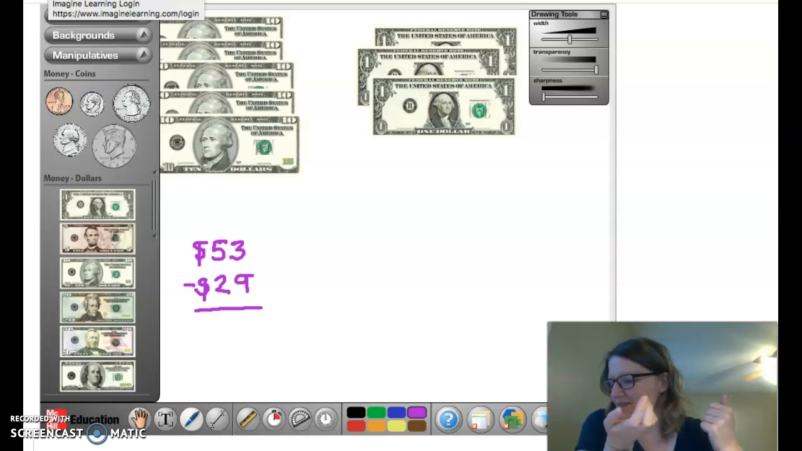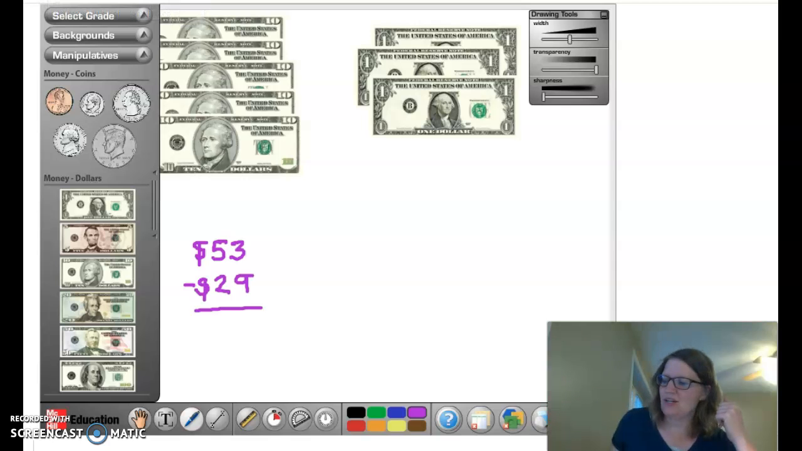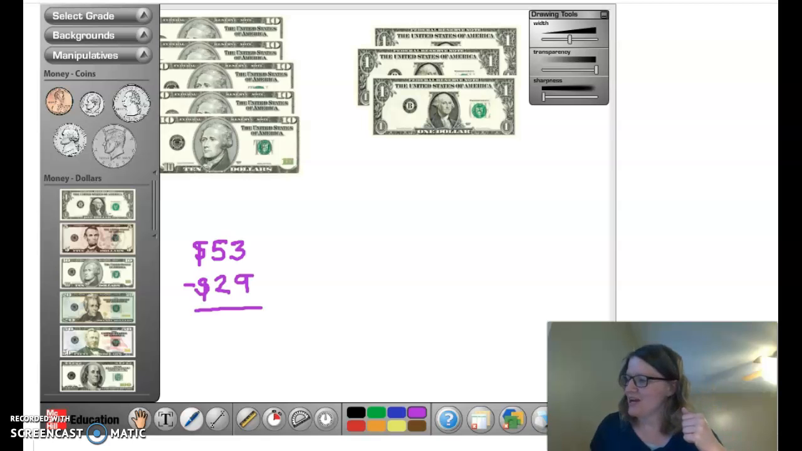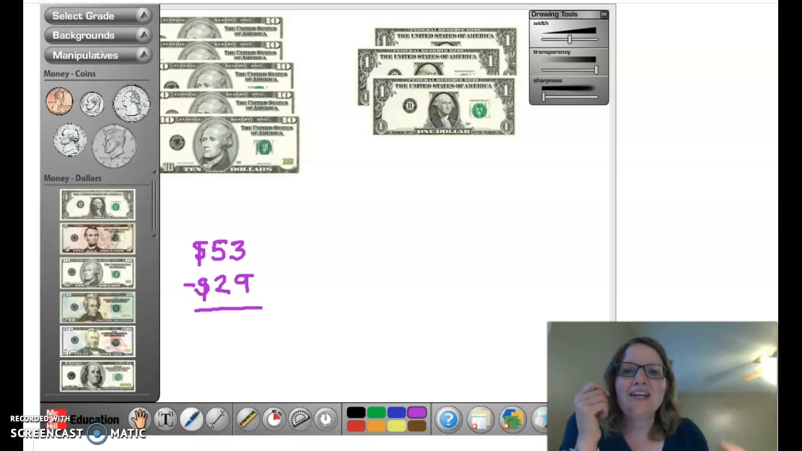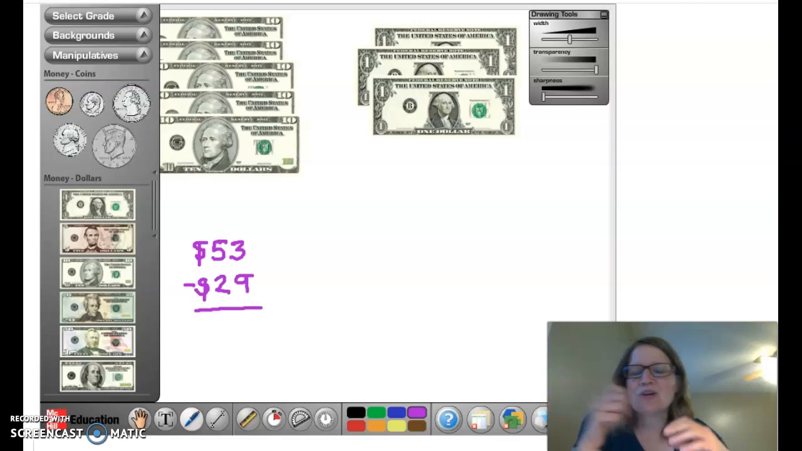This is lesson 15, which is, I've got to make sure I'm saying it right, subtracting two-digit numbers with regrouping. And I'm so excited to show you this really cool website that I found. It shows perfectly some cool things about regrouping.